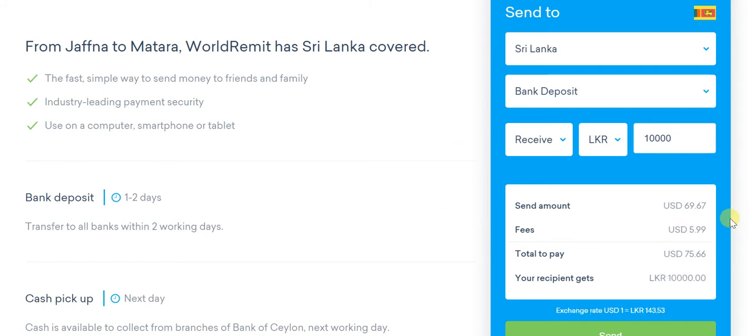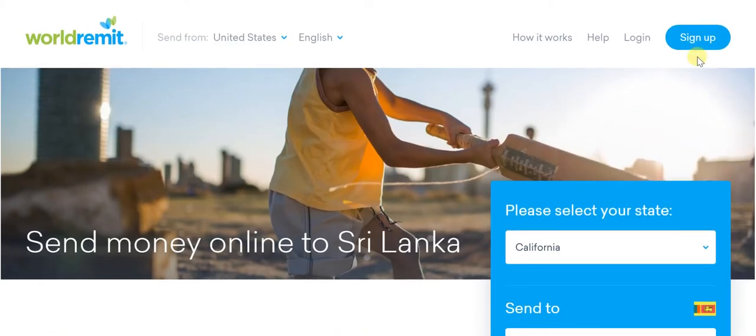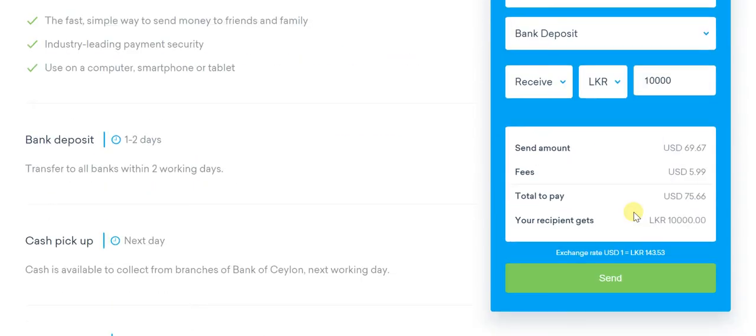For that, what we find is that the send amount comes to 69.67 US dollars with applicable fees of 5.99 US dollars. Remember that this fee can be offset the first time you actually sign up with WorldRemit and use it to send money. So therefore, do make sure that you use the link as provided. Now, the total to pay with this fee when you use it subsequently would be 75.66 for the recipient to receive 10,000 Sri Lankan rupees at the exchange rate of 143.53 Sri Lankan rupees to a US dollar.